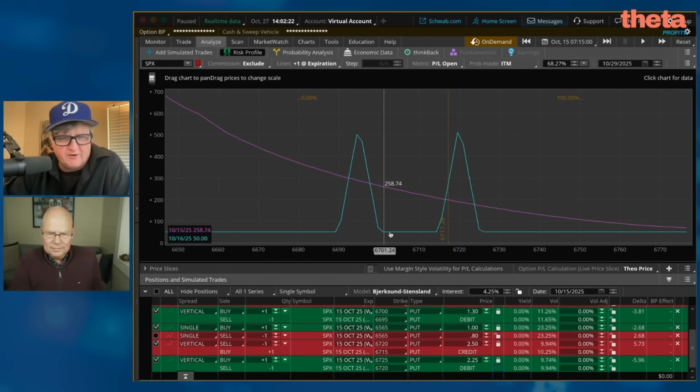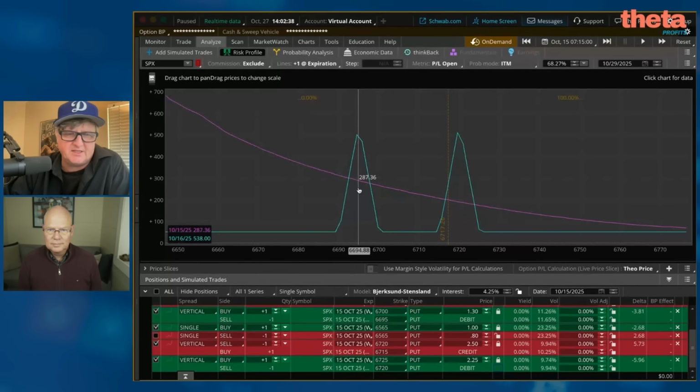So now I have two butterflies on. I have a guaranteed profit of, this says, $50 all the way to zero. If it lands in here at the end of the day, I make $50. All the way from here all the way up, I make $50. So it's a guaranteed profit. And I have these two lottery ticket tents that I can make up to 500 in each.